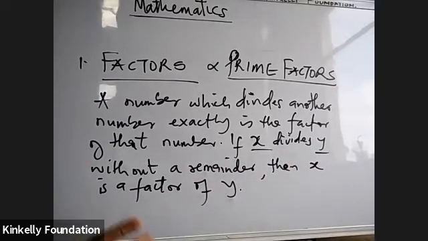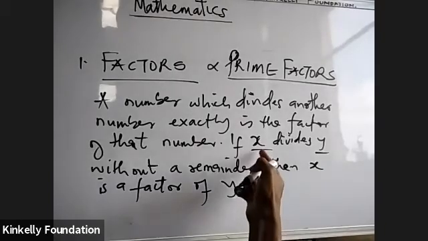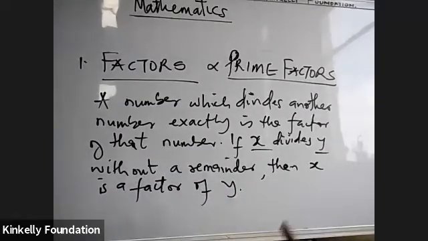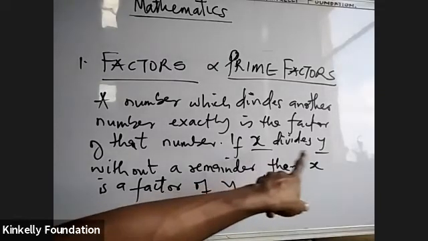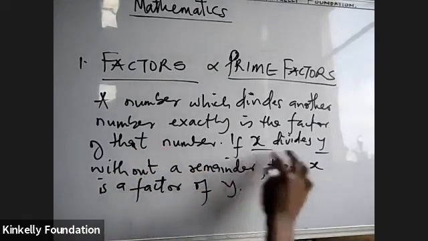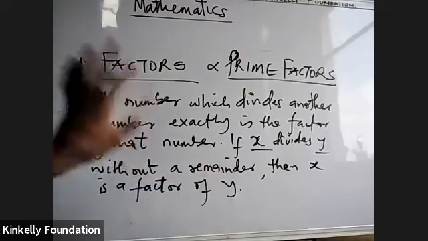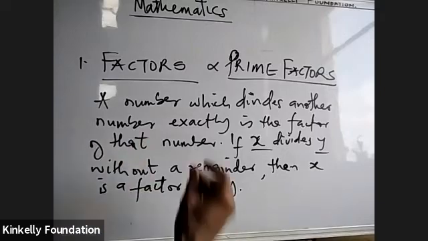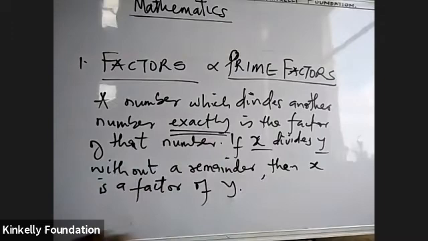What do we mean by this x and y you are seeing here? This can be a variable or a number, be it 2. Let's say if 2 divides 4 without a remainder, which we know is true, then 2 is a factor of what? 4. So you pick x as a number and y as another number. This is just like a model to the definition of factors. Any number that divides another number without a remainder, that is what we mean by exactly. Exactly means without a remainder, and it is a factor of that number.